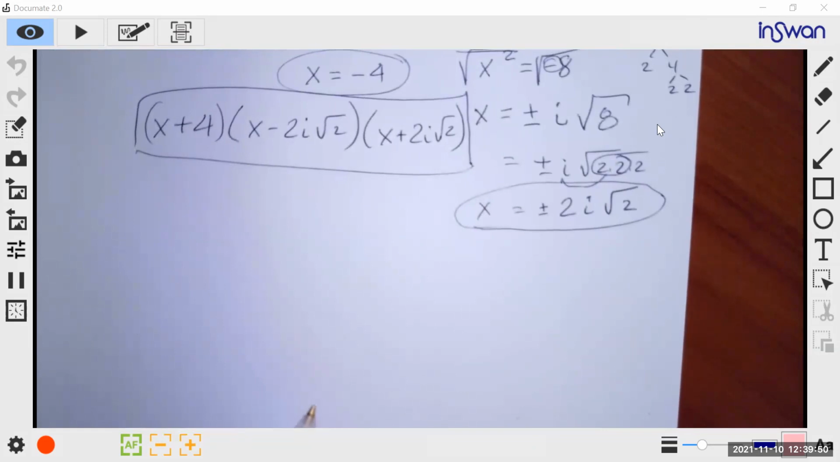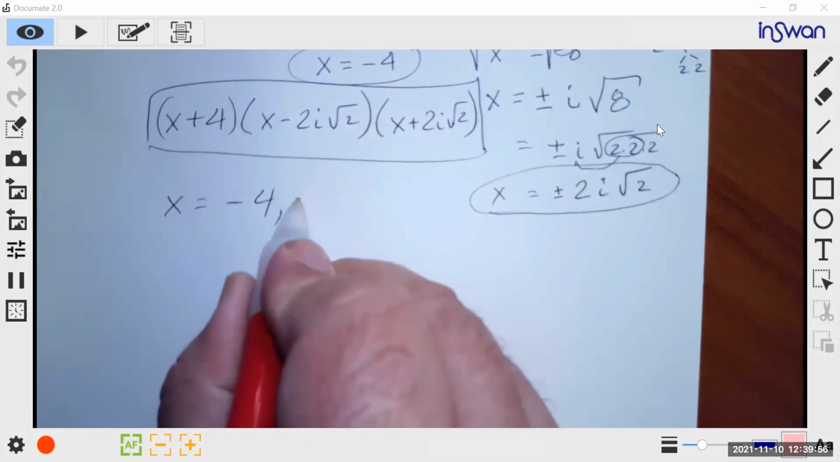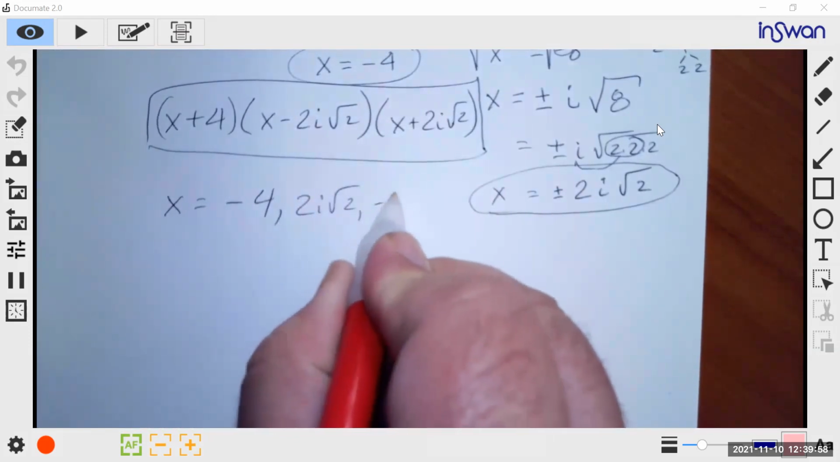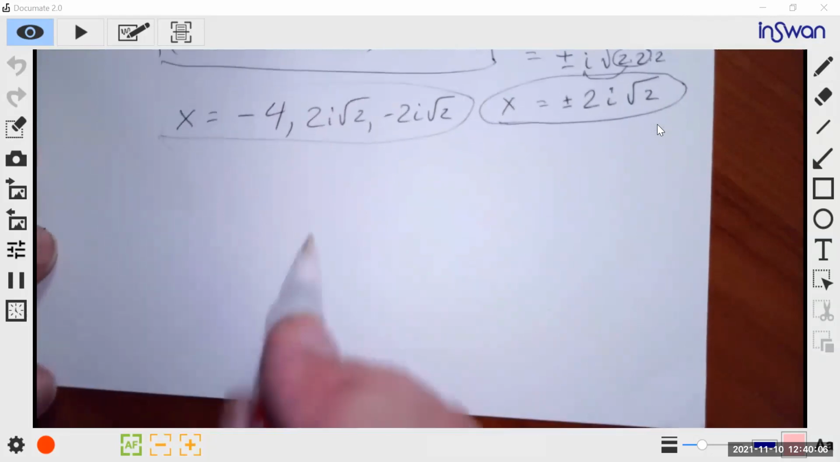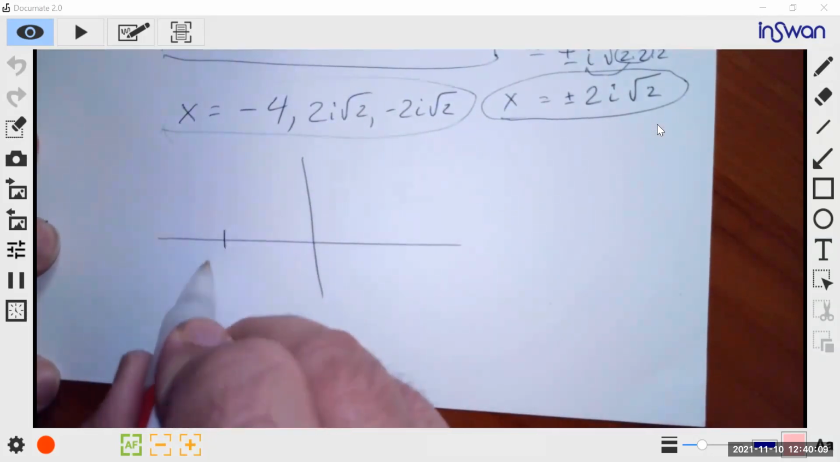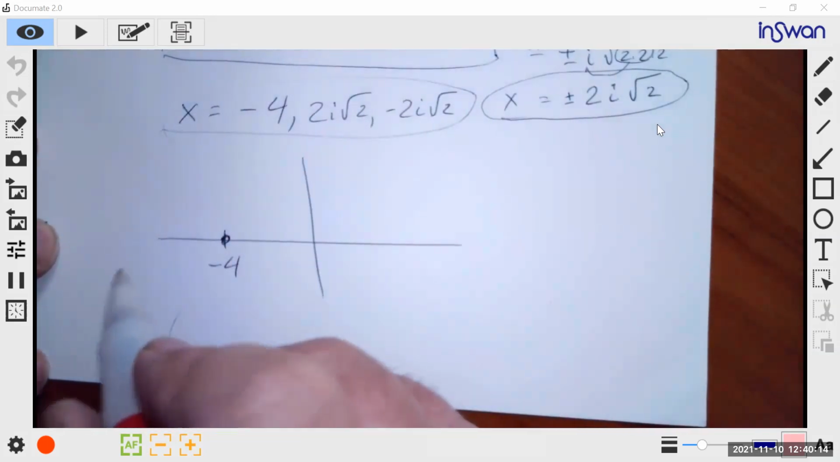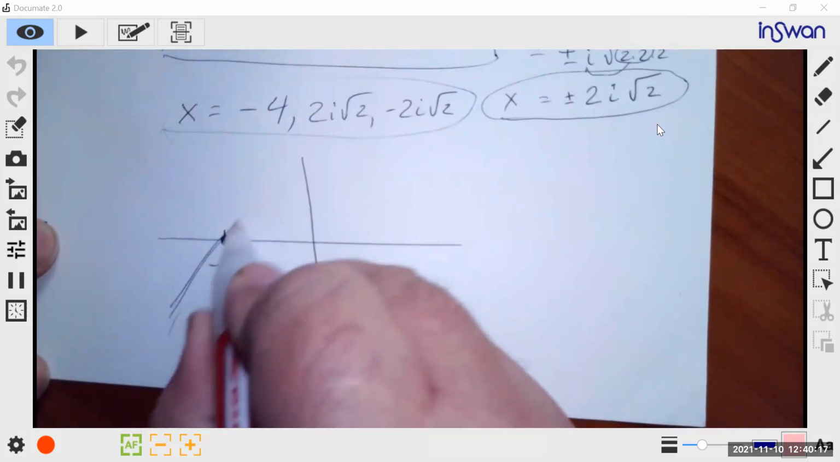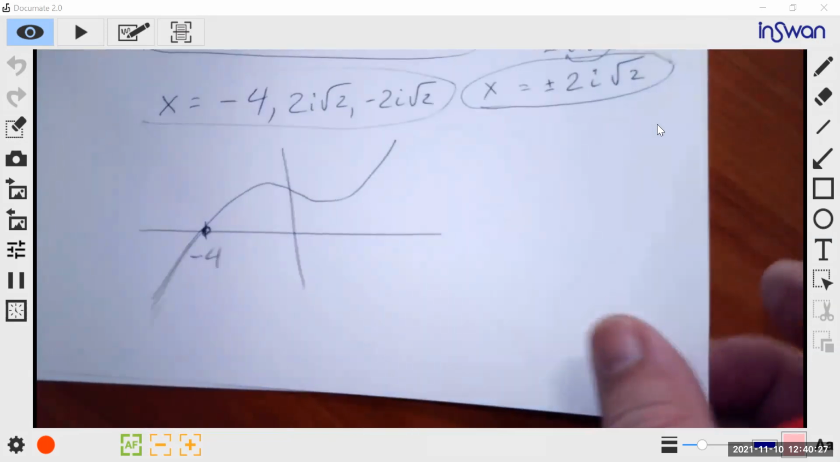So what would the graph look like? If our intercepts were at -4, 2i radical 2, -2i radical 2, what would our graph look like if our intercepts are these? Yeah, these are imaginary, so that's not an intercept. So what we have here will look something like this. All right, next page. Any questions so far?